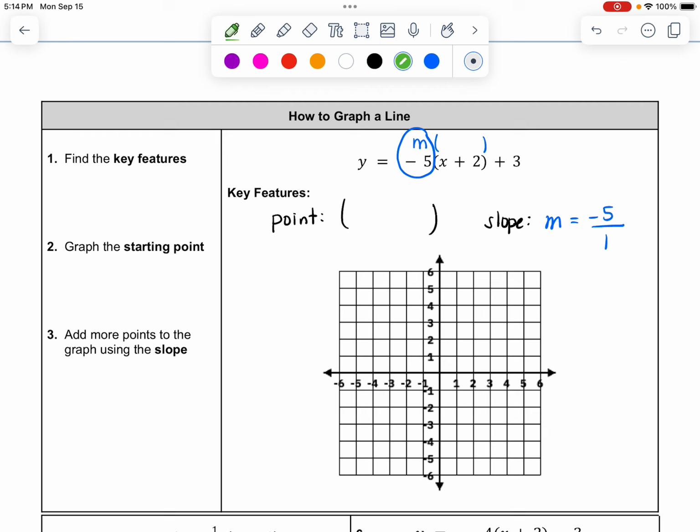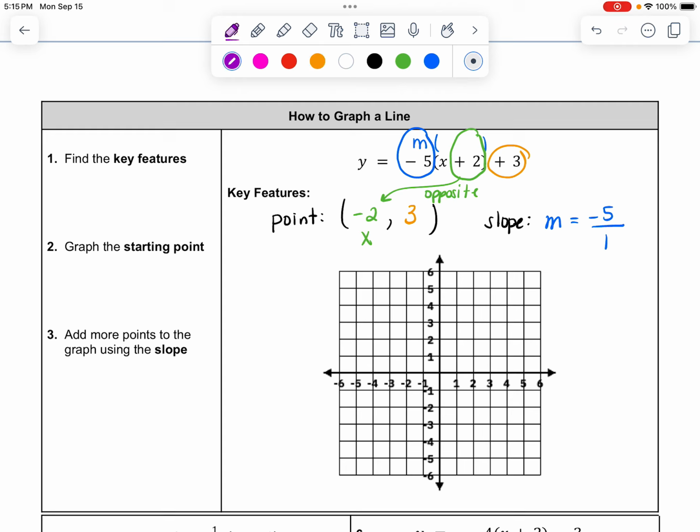Next, I'm going to look for my x number. My x number is going to be inside of the parentheses right by the letter x. So I'm going to get not +2, but the opposite, which is -2 as my x number. My y number is whatever number is left, so that would be the 3.